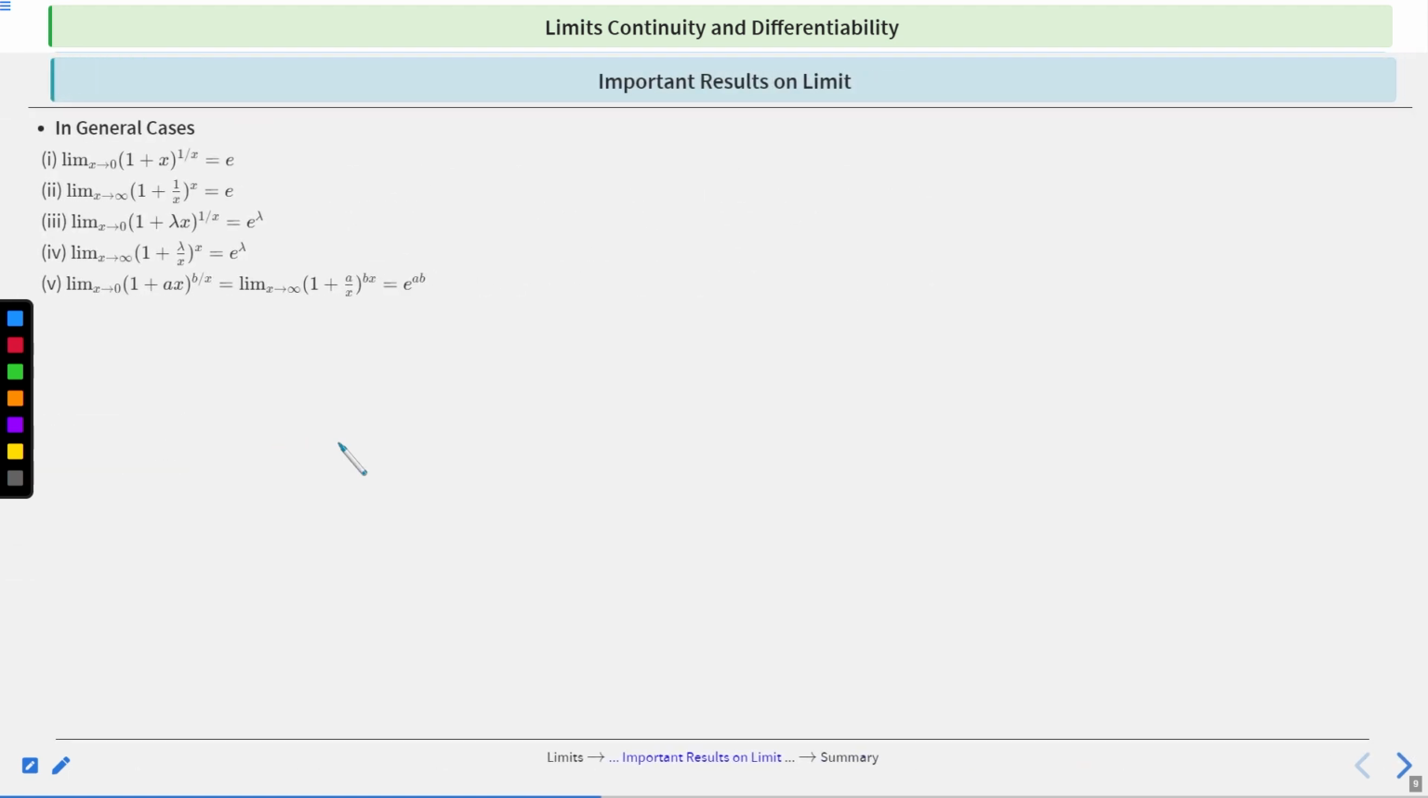Next important results are, in general cases, limit x tending to 0, (1 + x)^(1/x) is e. Limit x tending to infinity, (1 + 1/x)^x is equal to e. Next is limit x tending to 0, (1 + λx)^(1/x) is basically e^λ. And limit x tending to infinity, (1 + λ/x)^x is equal to e^λ. Next one is limit x tending to 0, (1 + ax)^(b/x) is equal to limit x tending to infinity, (1 + a/x)^(bx), is equal to e^(ab). Right? We have to remember this.